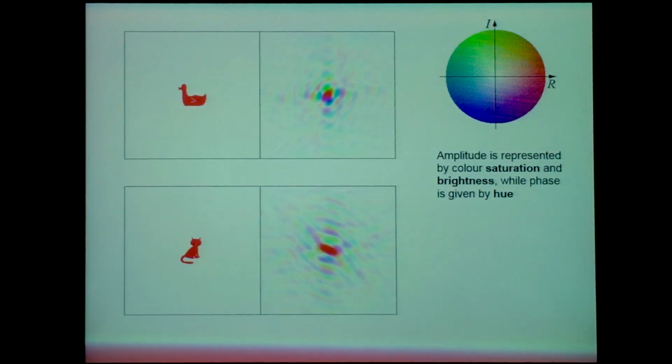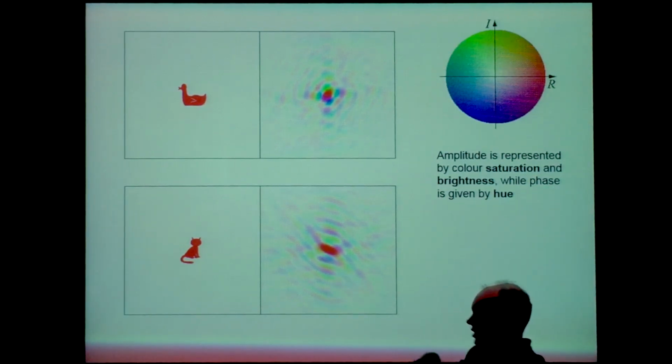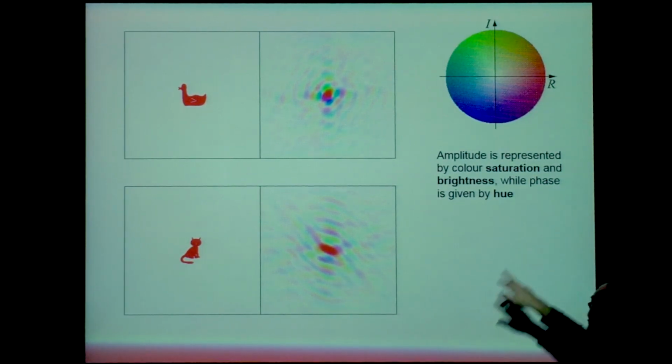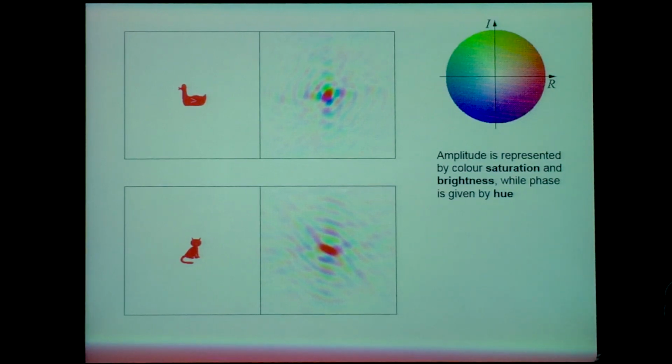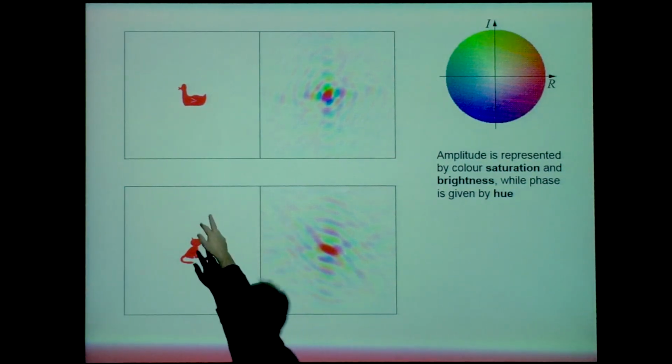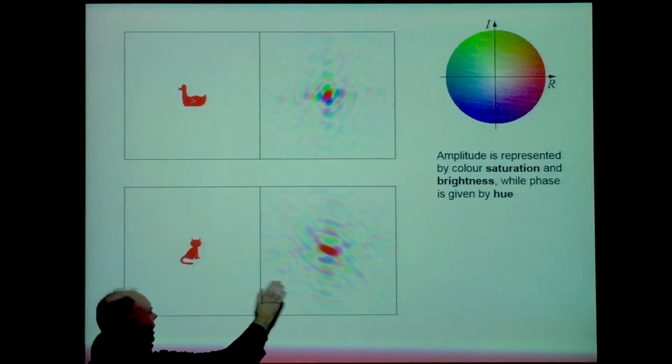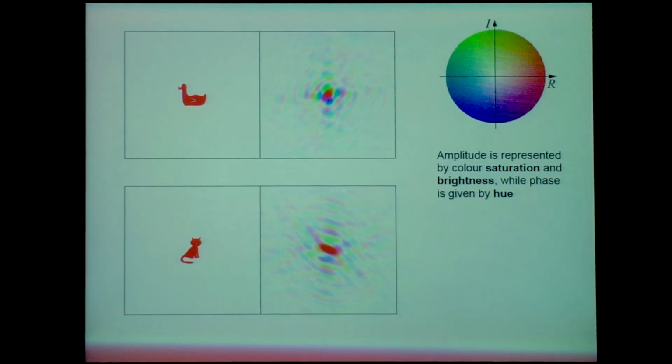Now, if we represent the image in 3 dimensions, this is where the amplitude is represented by color saturation. So the more intense this color, the higher the amplitude. And then the phase is given by what color it is. So we have both amplitude and phase information here. And you can see that the Fourier transform of a duck looks like this. The Fourier transform of a cat looks like that. That's what a diffraction pattern looks like.